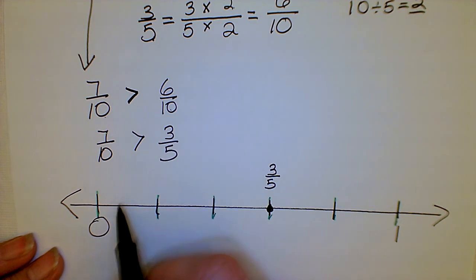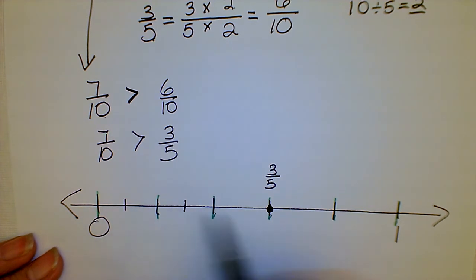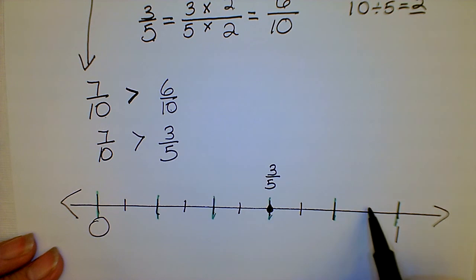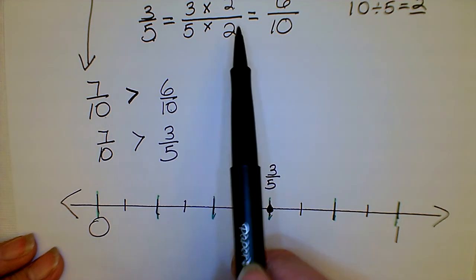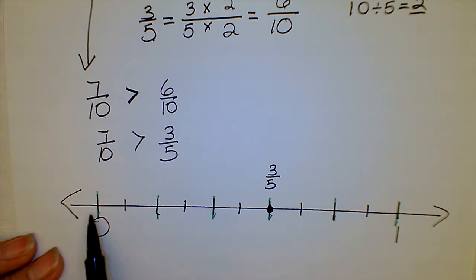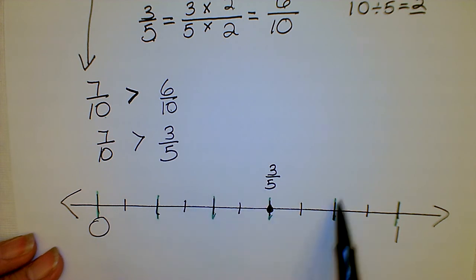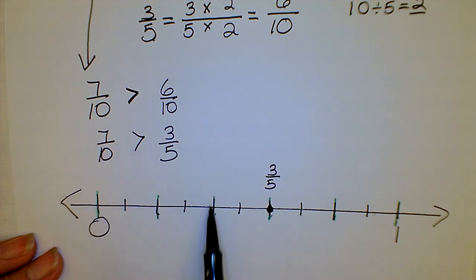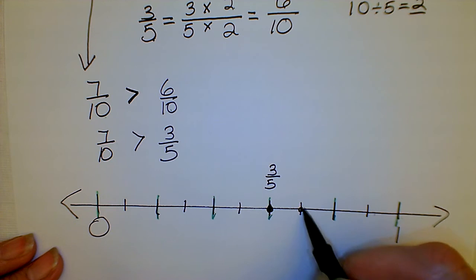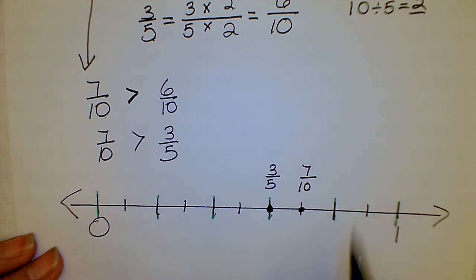So now if I want to put in tenths, let me divide each of these in half, or into 2 pieces. And that's exactly what we did when we did our little multiplication times 2. So now I have tenths. 1, 2, 3, 4, 5, 6, 7, 8, 9, 10. Since I have tenths, I can figure out where 7/10 is. 1, 2, 3, 4, 5, 6, 7. So clearly 7/10 is farther away from the 0, or closer to the 1, so it's the larger fraction.